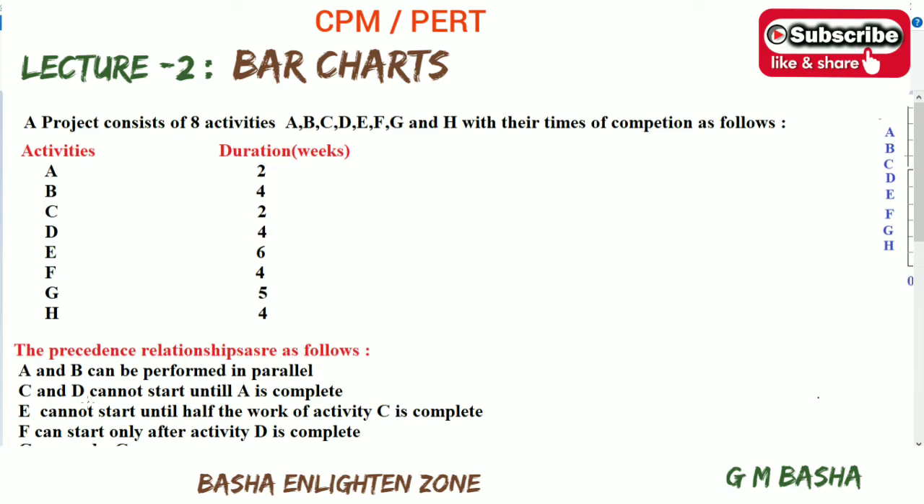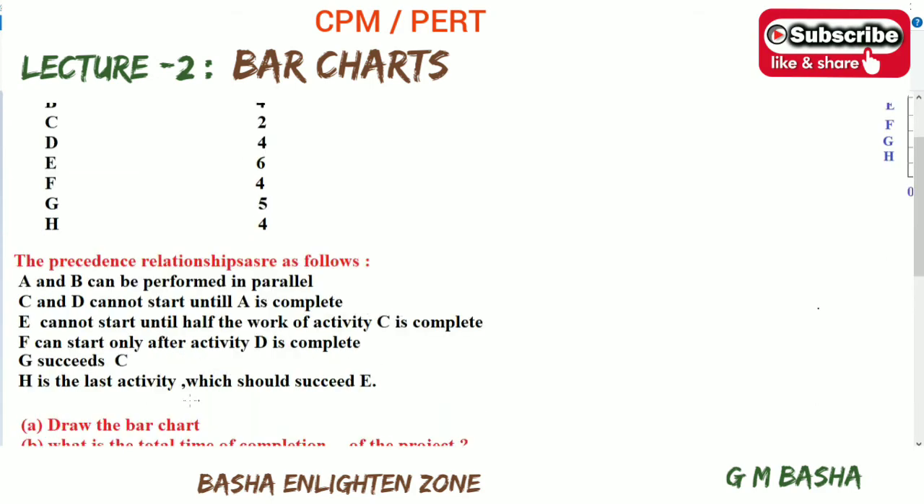The precedence relationships are as follows. What is the meaning here? The precedence means the activities must take place in a particular sequence, one over the other. And the relationships will be like this: A and B can be performed in parallel, C and D cannot start until A is complete. So all these are the relationships.